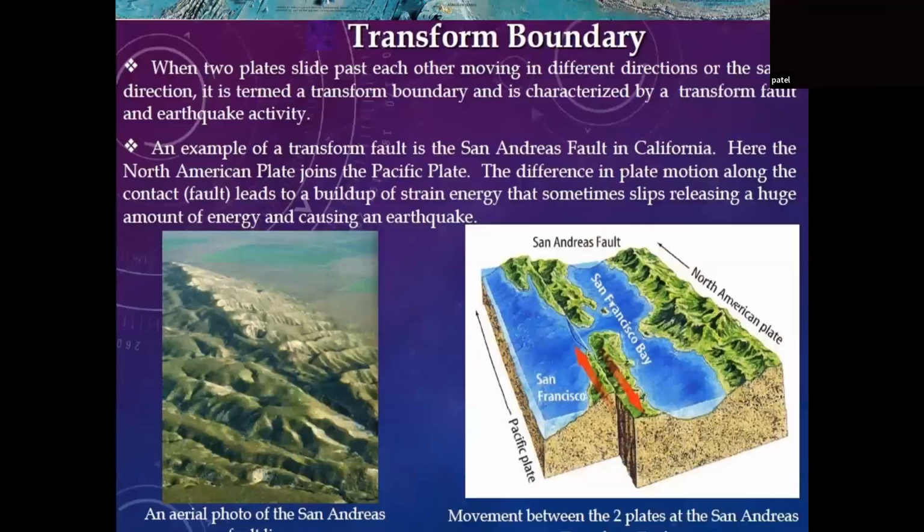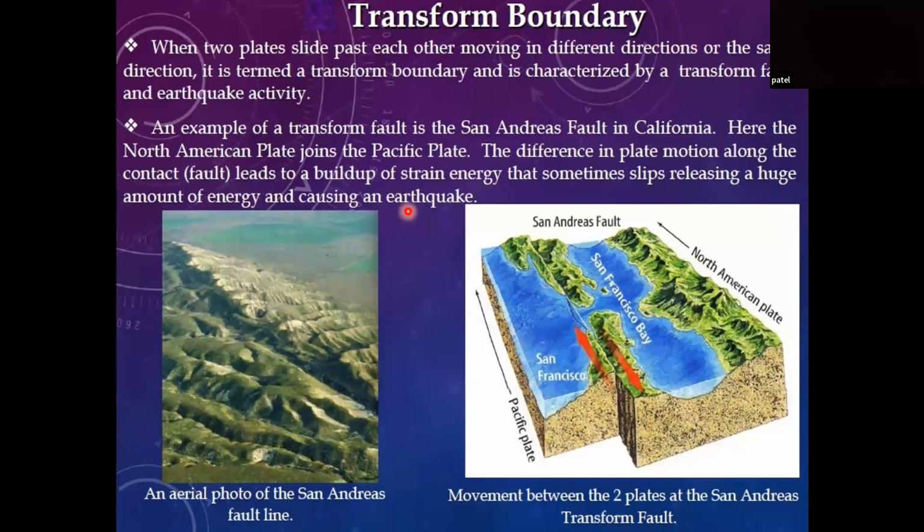So the active transform fault is located in the western side of the North American plate. That is known as the San Andreas fault. It is located in the western side of North America. And due to this fault, many bays are developed in the western side of North America, where San Francisco city is located.